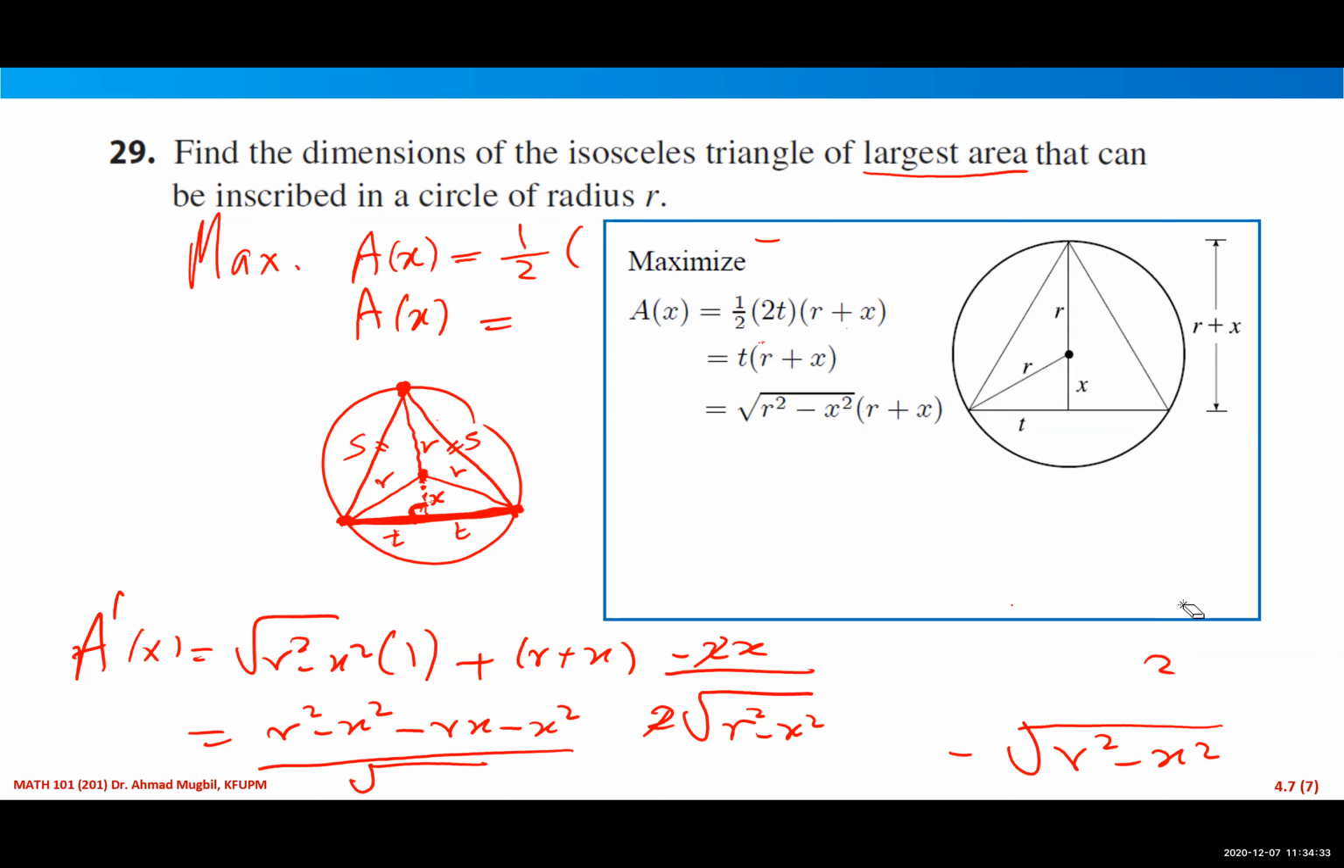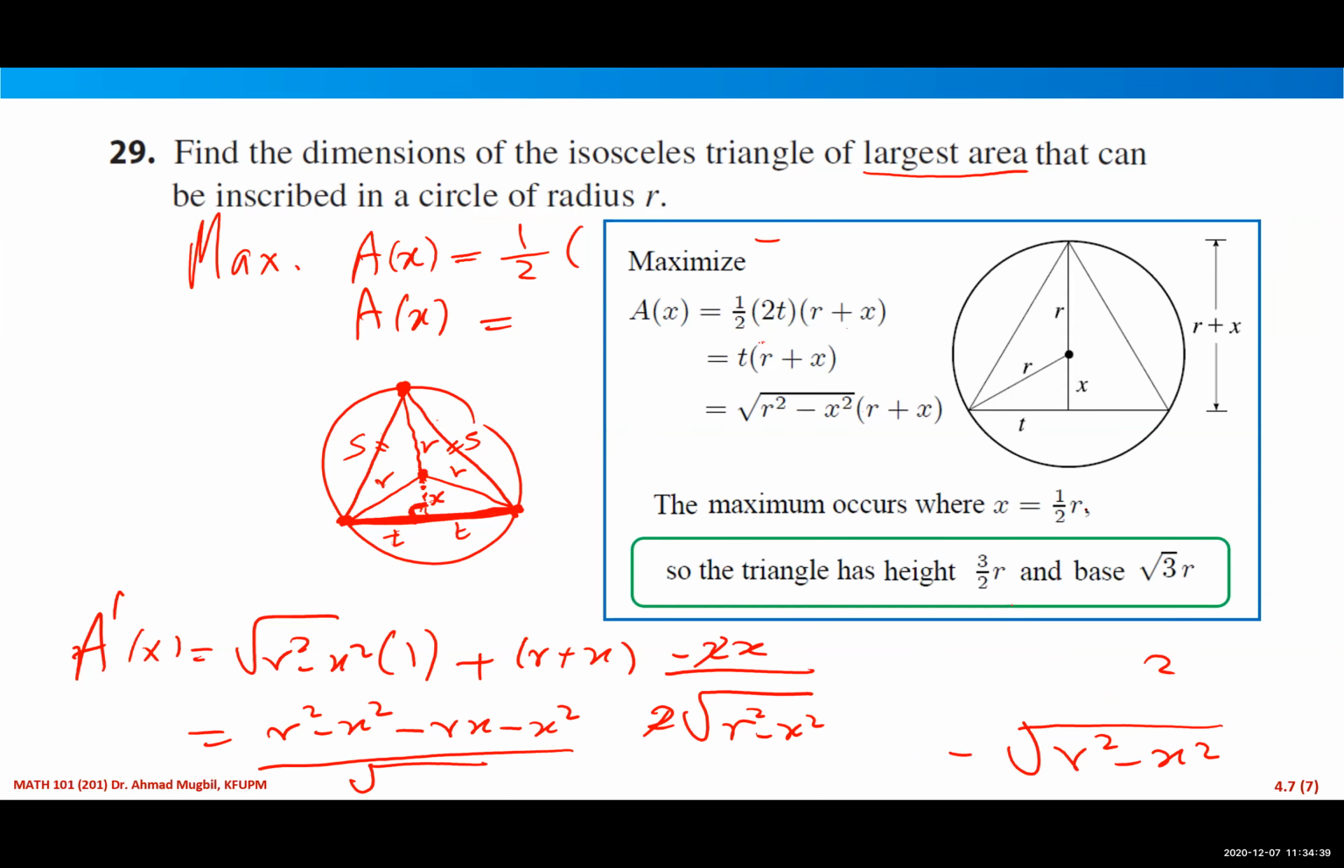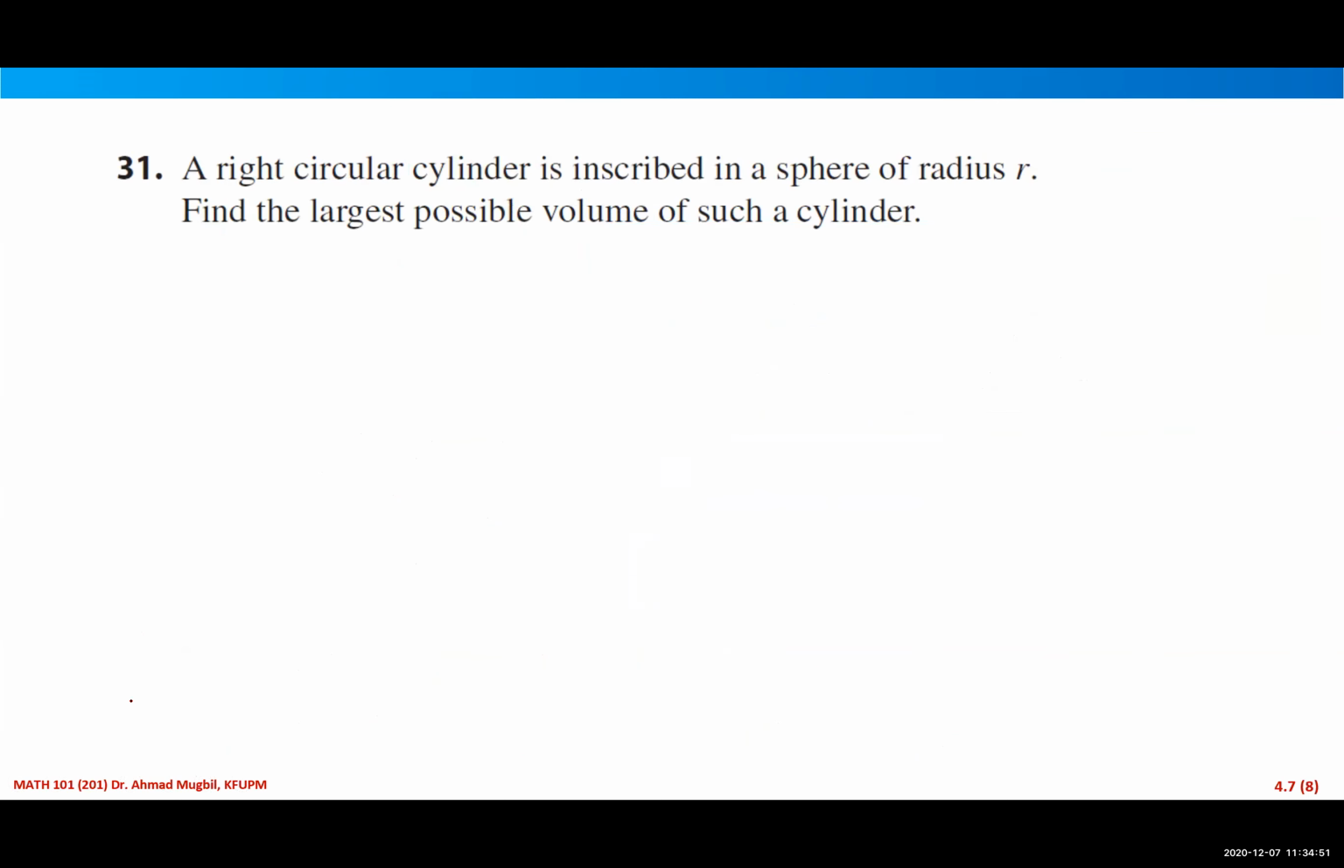I will not continue this, Shabab, because we need to go to the next sections. So here we are. If you solve it, you will find that x equals a half r. Substitute in the original function here to find what is h and what is the base, what is the height, and what is the maximum area.